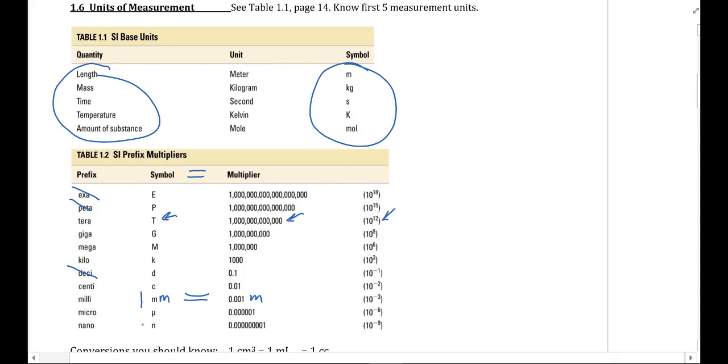Another example would be 1 nanoliter is equal to 1 times 10 to the minus 9 actual liters. Or 1 gigawatt. I know that's not on your set of base units. A watt is a measurement of energy. A gigawatt is equal to 1 times 10 to the 9th regular watts. We can use these tables and these symbols and multipliers to set up equivalencies or ratios.